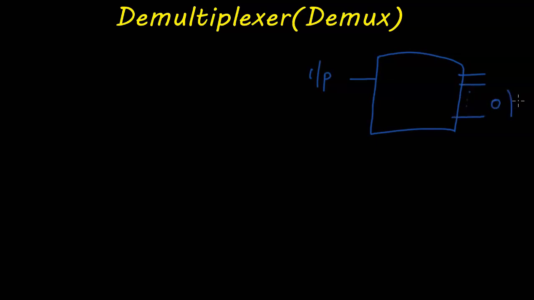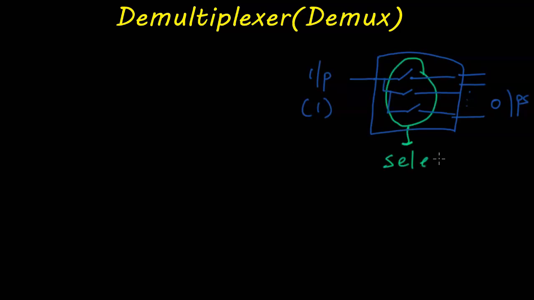So here is how a demultiplexer works: we have a demultiplexer with one input, but on the opposite hand we have n number of outputs. We have only one input, and all of these outputs are connected like switches to the input. The functioning of these switches is controlled by my select lines.